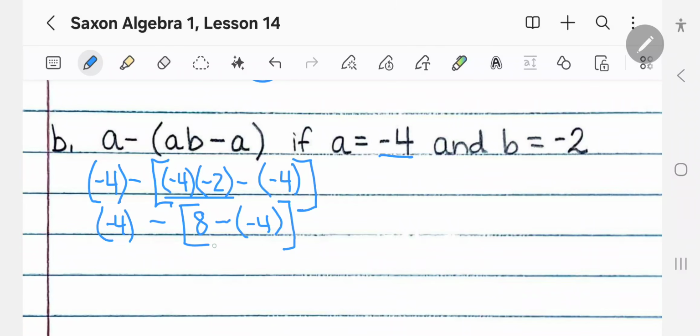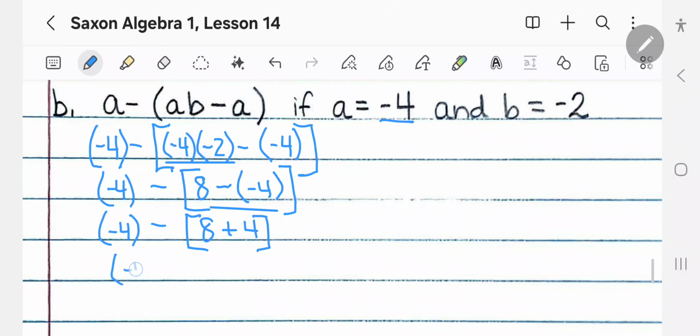In the symbols of inclusion, I can go ahead and do this. 8 minus -4 is like 8 plus the opposite of -4, which is +4. Eight plus 4 is 12. I have -4 minus 12, which is like -4 plus a -12. Which is going to be -16.